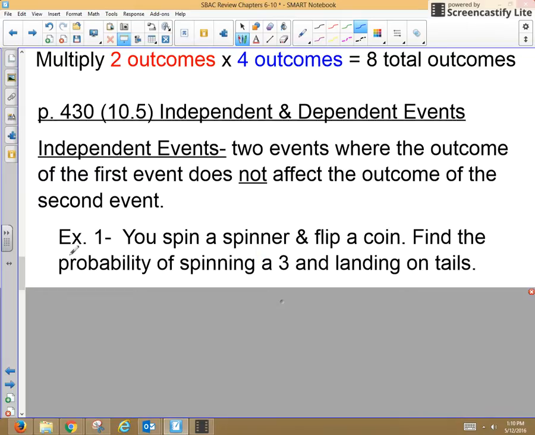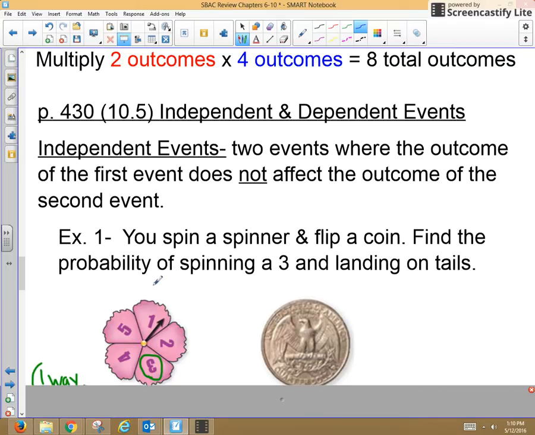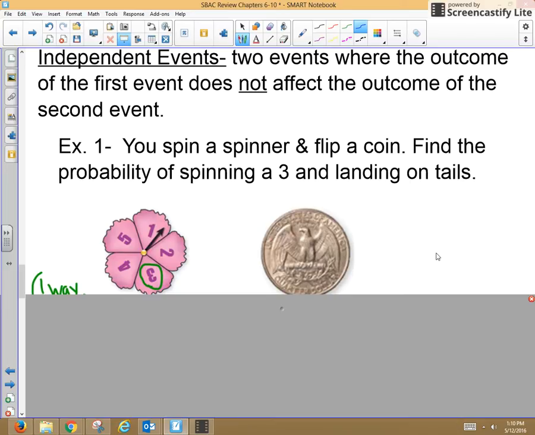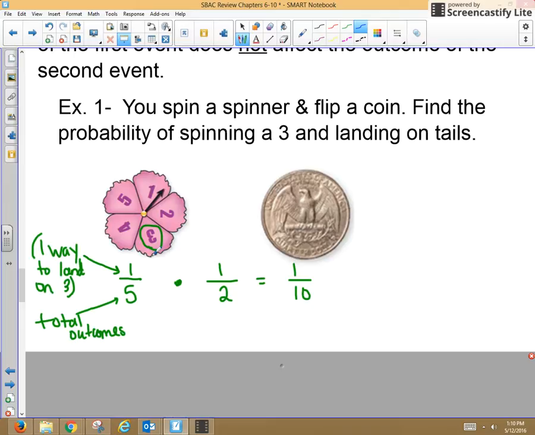Once you have your definition written down for independent events, let's go ahead and try to solve this. You spin a spinner here, like the flower, and then you flip your coin. We need to find the probability of spinning a 3 and landing on tails. So there is one way to spin a 3, and that's our numerator here. Now, if you look at this spinner, there are 5 separate sections or total outcomes. So the probability of spinning a 3 is a 1 out of 5 chance.